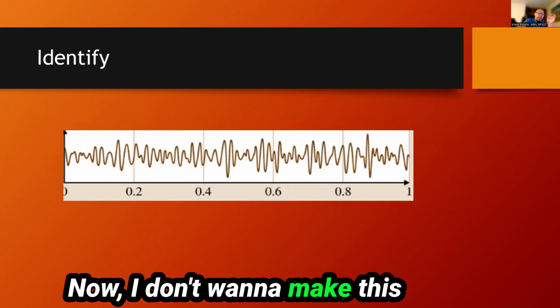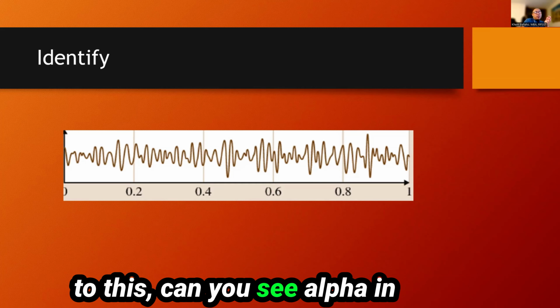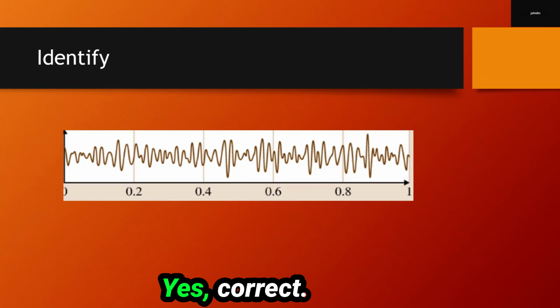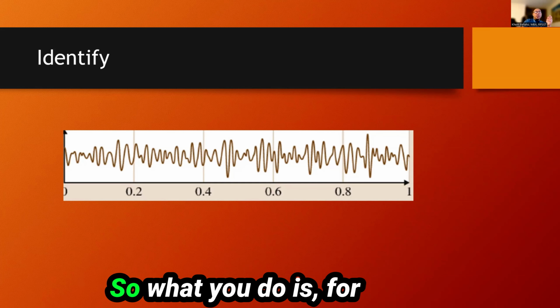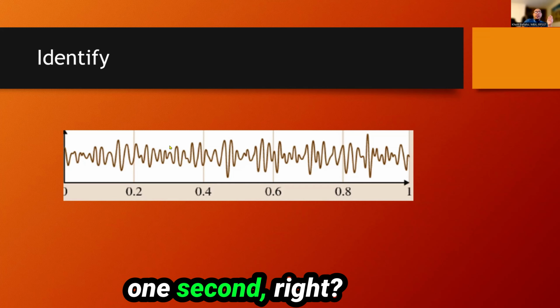Now, I don't want to make this more difficult, but in addition to this, can you see alpha in REM or only in wake and N1? Yes, correct. Very good.